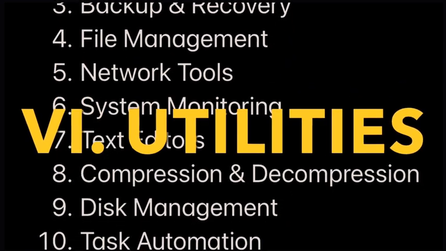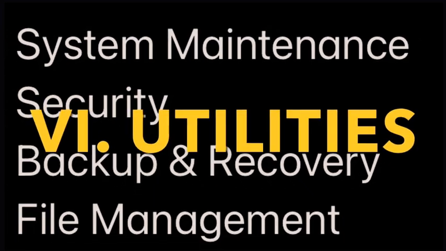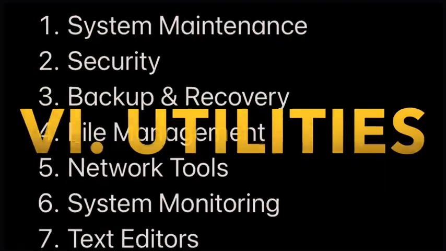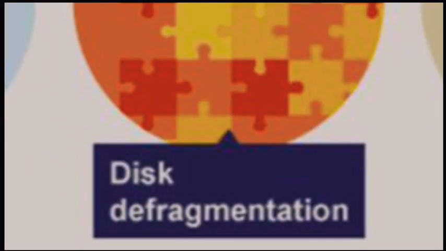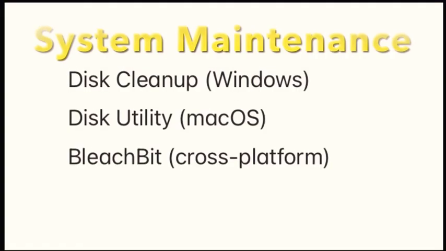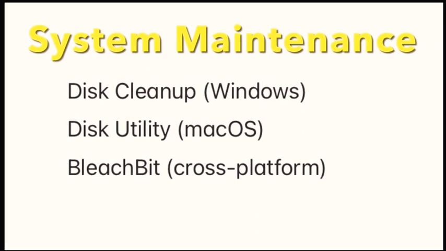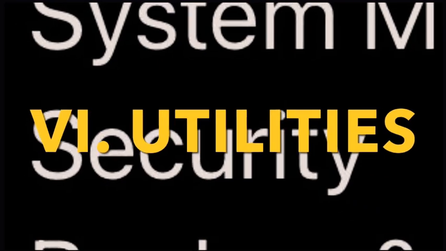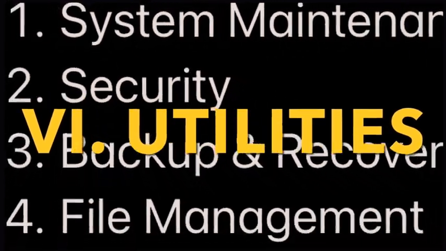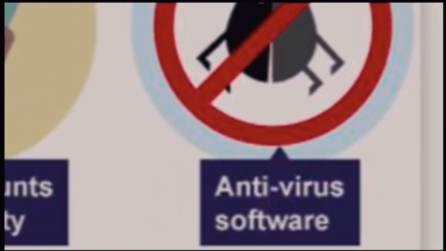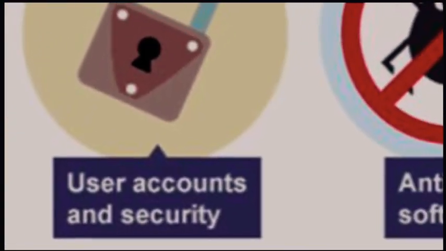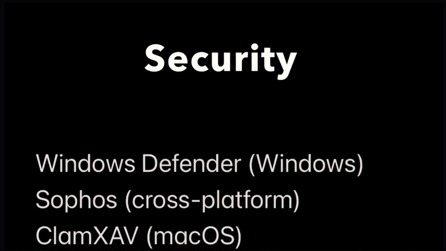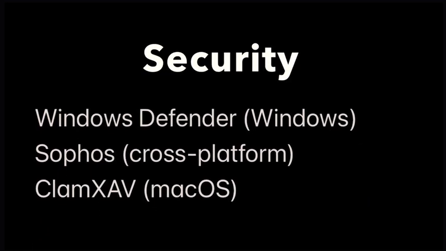Here are the key aspects of utilities. System maintenance. Utilities help maintain the health and performance of a computer system by performing tasks like disk cleanup, defragmentation, and system optimization. For example, Windows uses Disk Cleanup, macOS uses Disk Utility, and cross-platform, BleachBit. Security. Security utilities focus on protecting the system from threats, including antivirus programs, firewalls, and malware removal tools. For example, Windows Defender for Windows, Sophos for cross-platform, and ClamXAV for macOS.